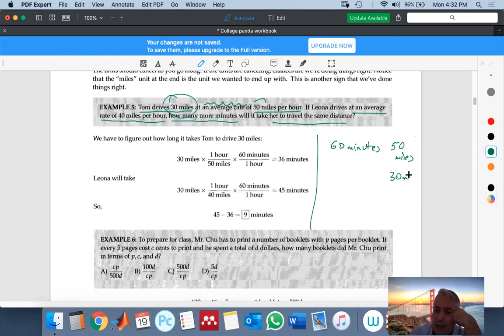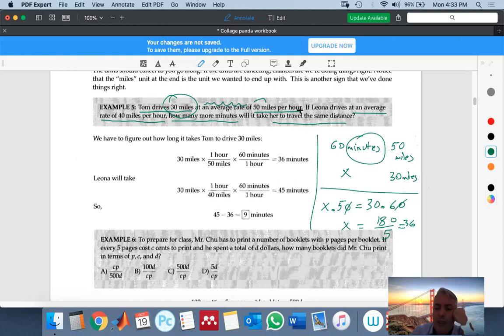So 30 miles, how many minutes? So cross product, x times 50 equals 30 times 60. So the result will be x is equal to 180 divided by 5. So this is how many? 3, 5, 15, 35, 36. 36 minutes.